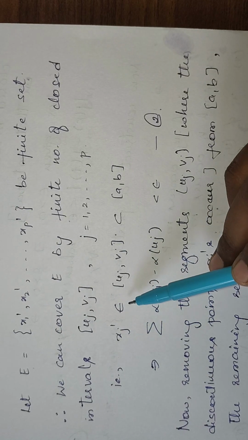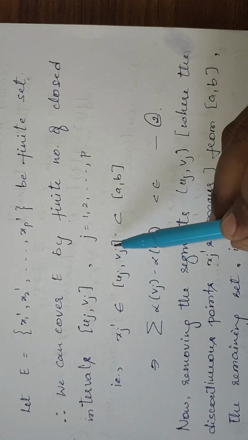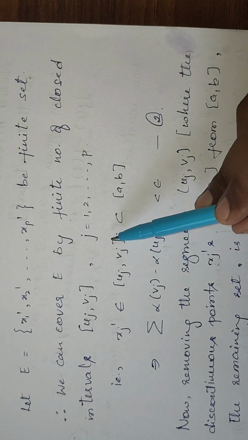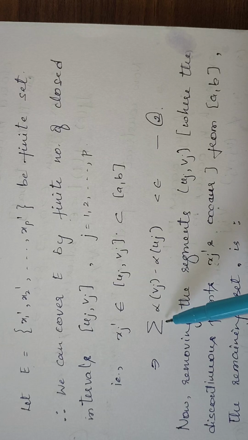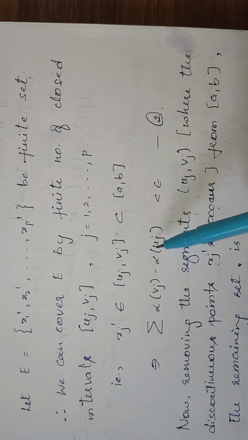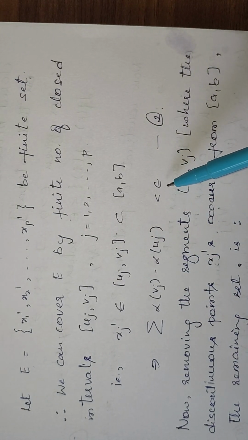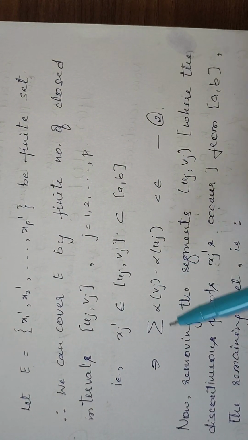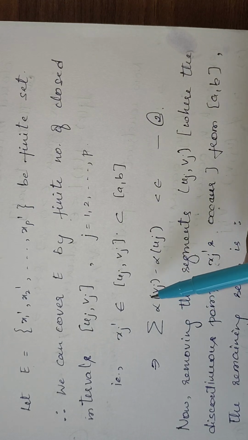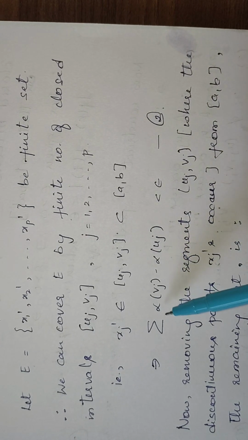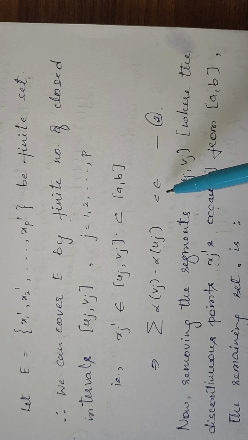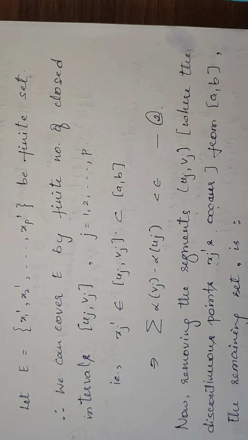And xj' belongs to closed interval [uj, vj], which is a subset of [a, b], and we are choosing this interval such that the summation of alpha(vj) minus alpha(uj) will be less than epsilon. So we are choosing such a small interval that even if we take the summation of all the delta alphas, that will be less than epsilon. We are taking such types of intervals. So name this as equation 2.